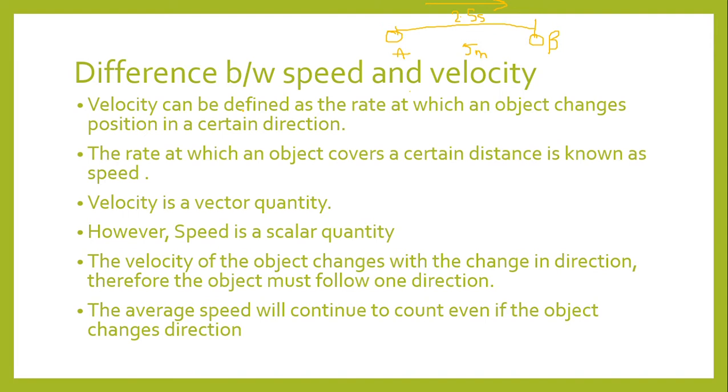Okay. The rate at which an object covers a certain distance is known as speed. So over here, we're talking about distance. We're not talking about changing positions in different directions. When we're talking about speed, all we need is the magnitude between the 2 points. So velocity is a vector quantity. However, speed is a scalar quantity.